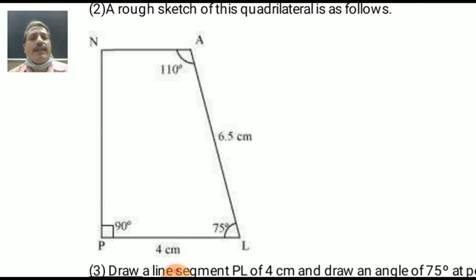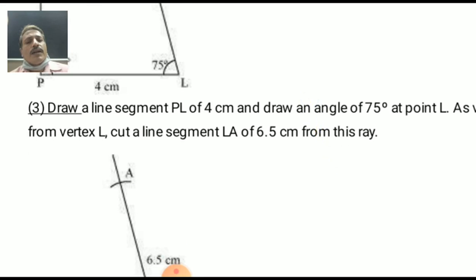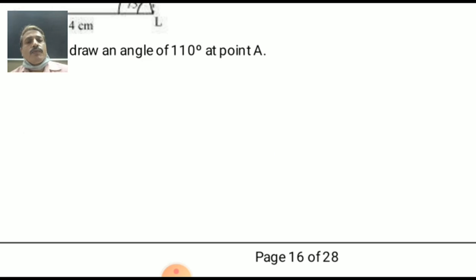Your plan is ready. 4 centimeters, 6.5. Other angles are ready. Take 90 degrees P, L 75 degrees, A 110 degrees. Yes, my dear student. Here your plan is ready. Check properly. 95 degrees. Sorry, 75 degrees. We can make it 60 and 90 between 75. Fourth one.